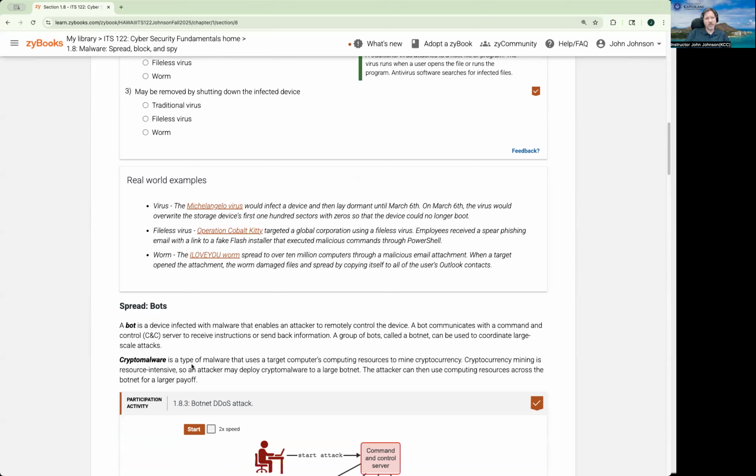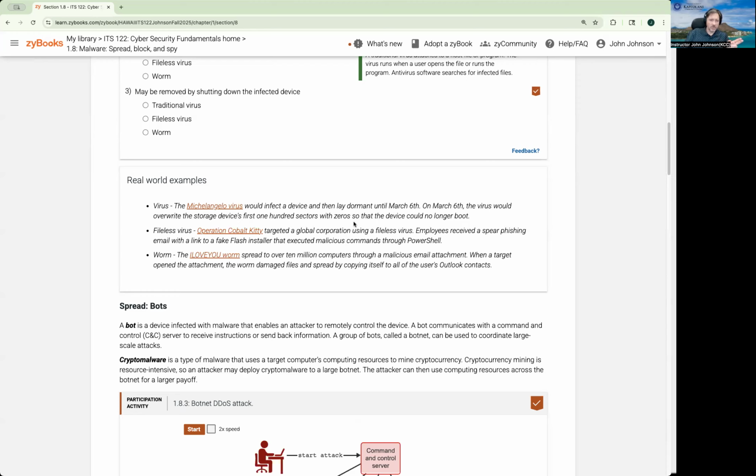And here again, I love these real world examples. Sadly, I know most of these. So virus, the first example of a good virus is the Michelangelo virus, and that would infect a device and it would lay dormant until March 6th. You know what March 6th is? The hint's in the name, Michelangelo virus. It's a birthday. So on March 6th, the virus would overwrite the storage device's first 100 sectors with zeros.